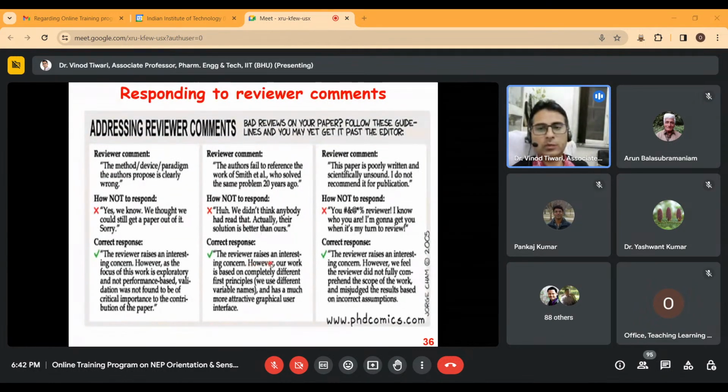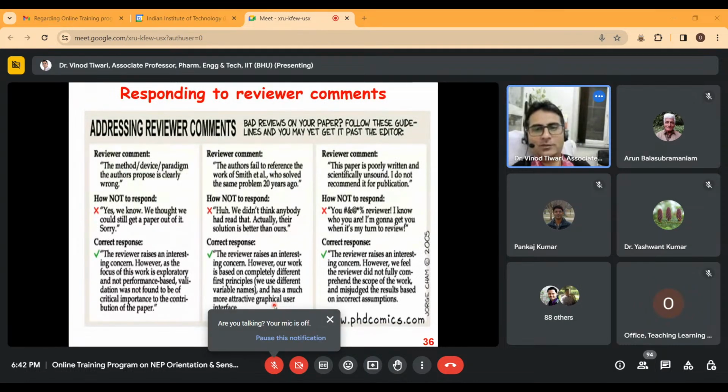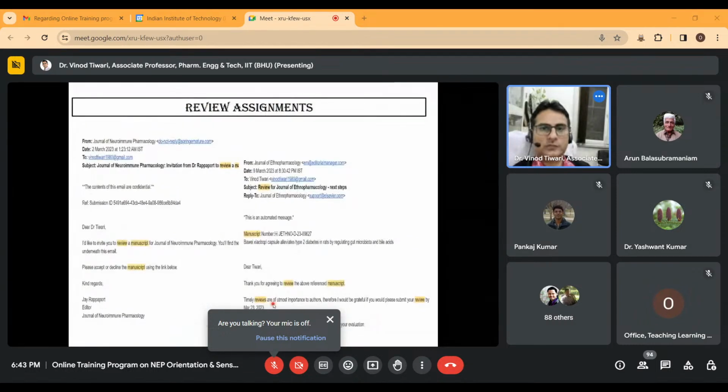So you can write in a way like, the reviewer raises an interesting concern. However, our work is based on completely different first principles and has a much more attractive graphical user interface. So you can address the same question in a much better manner, which can address the reviewer's concern as well.